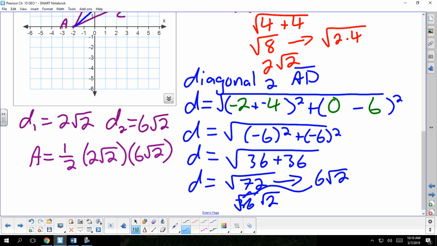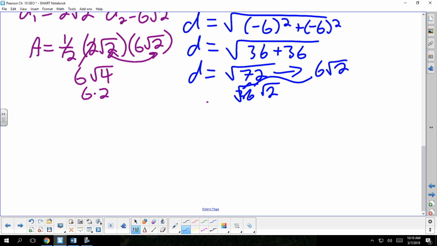So dealing with radicals, right? I can multiply this 1/2 right here, and that's just going to turn to 1 and go away. And then I can multiply the inside, so 1 times 6 is 6. 2 times 2 is 4. The square root of 4 is what? 2. So I end up with 6 times 2. My final answer, the area here is 12 units squared.